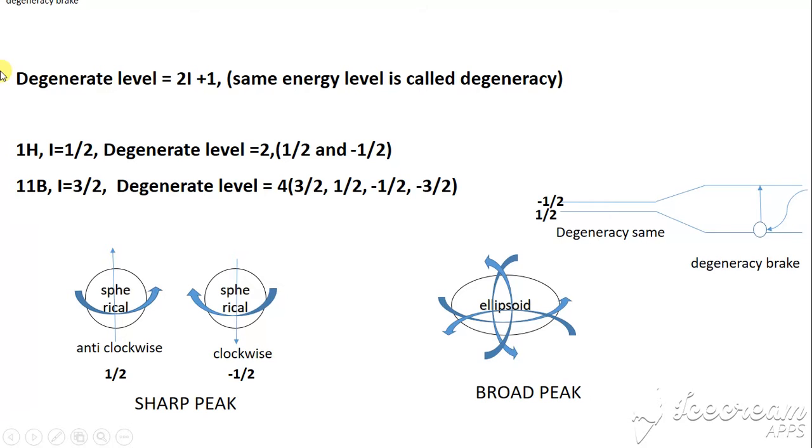Degenerate level. What is a degenerate level? The same energy level is called degeneration. When we do not apply any magnetic field, the same energy level is called a degeneracy level.